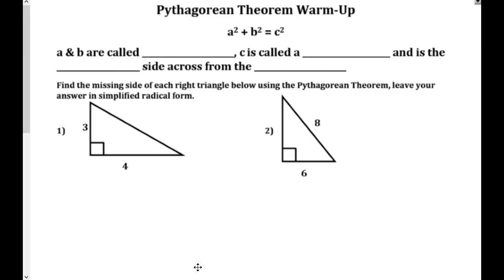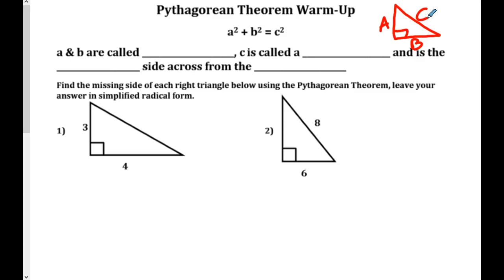A and B and C are part of a triangle, specifically a right triangle. So you've got a right triangle, you've got an A, you've got a B, and you've got a C. So A and B are called what? Anyone remember? Not hypotenuse. A and B are the other ones. So think of it, there's two of them.